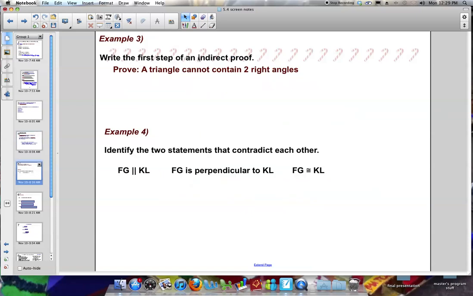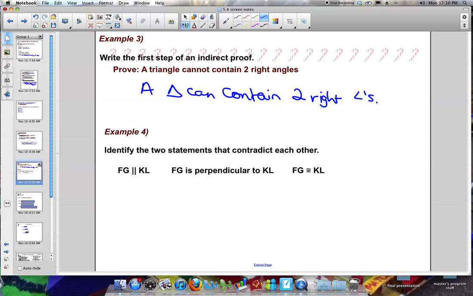So if I wanted to write the first step of an indirect proof of this, what would be my first step? I would want to negate this sentence. What I'm trying to prove is a triangle cannot contain two right angles. So my first statement would be to write that a triangle can contain two right angles. If I was going to do an indirect proof, I would then go on to show that a triangle cannot contain two right angles, therefore proving what I was trying to prove.